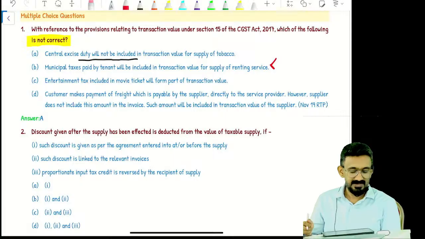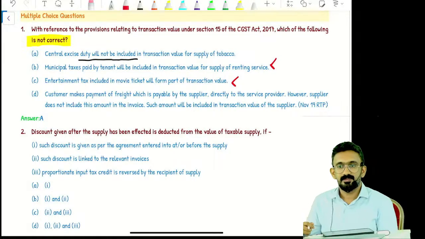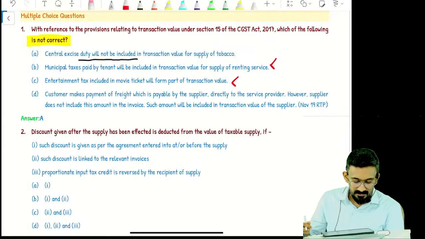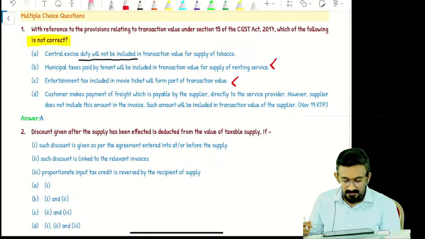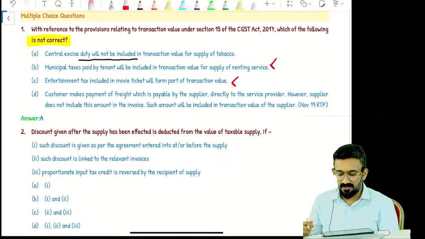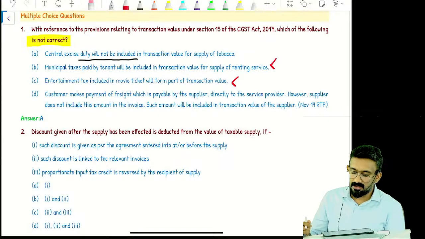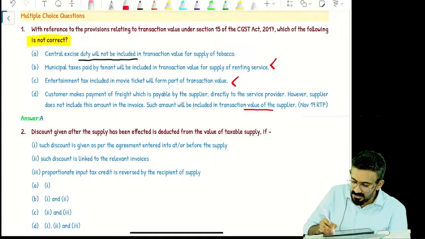Option A. Entertainment taxes included in a movie ticket will form part of the transaction value. Correct or incorrect? Correct. Then look at D. The customer makes payment of freight which is payable by the supplier directly to the service provider. However, the supplier does not include this amount in the invoice. Such amount will be included in the transaction value of the supplier.